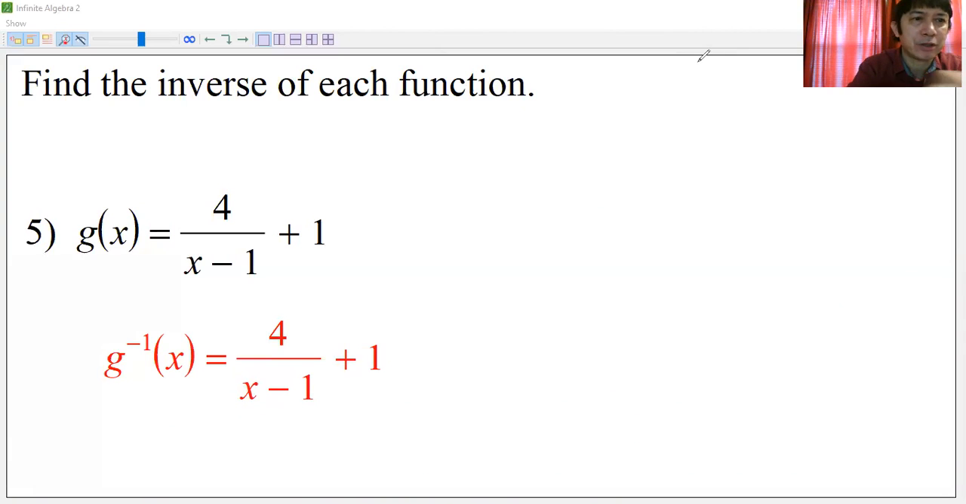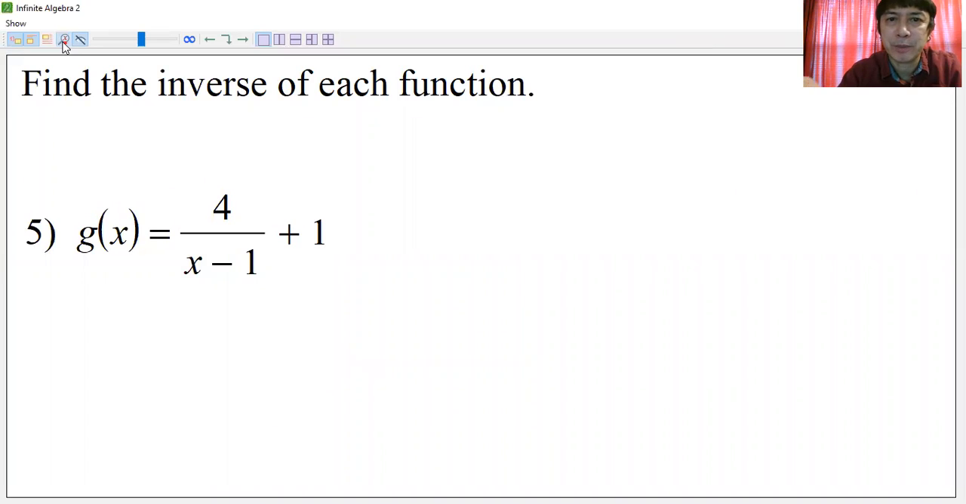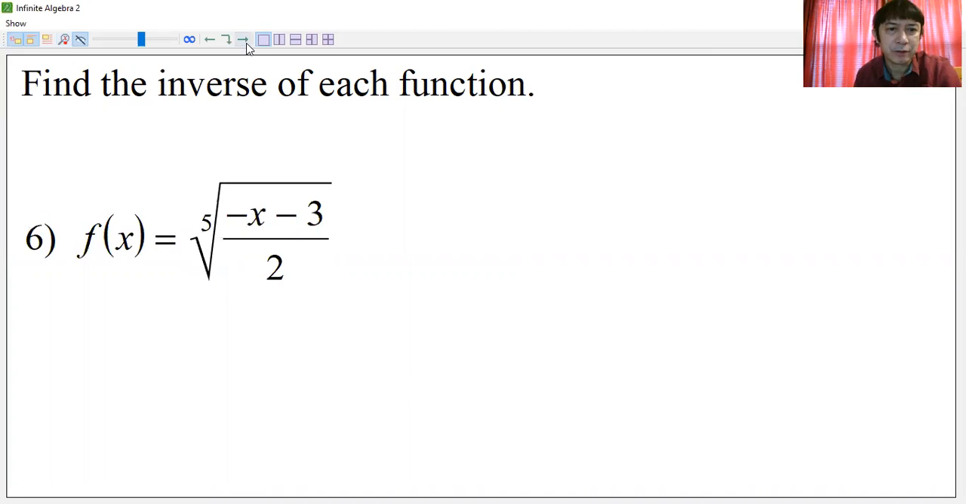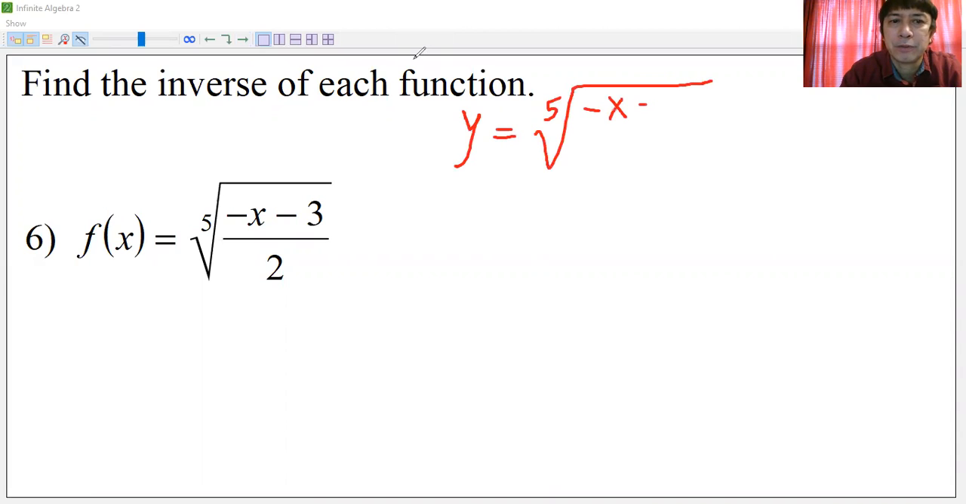All right, here is number 6. Let's write first the given. Find the inverse of f of x equal to the fifth root of the quantity negative x minus 3 over 2. So our solution starts with replacing the f with the letter y. And this is fifth root negative x minus 3 over 2.